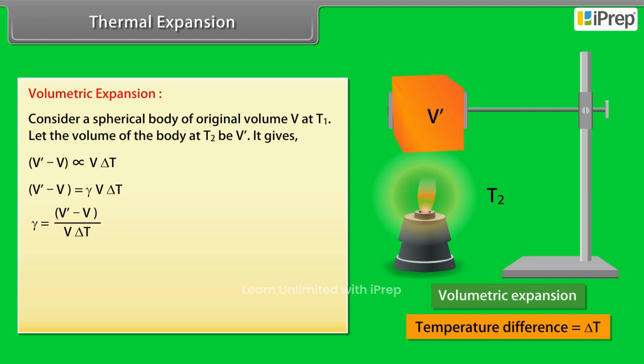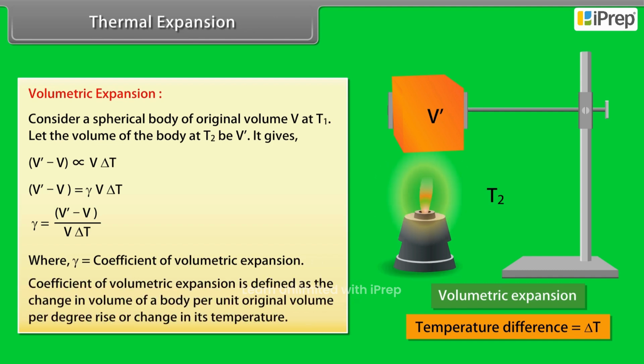The value of gamma is equal to V dash minus V upon V delta T, where gamma is the coefficient of volumetric expansion. The coefficient of volumetric expansion is defined as the change in volume of a body per unit original volume per degree rise or change in its temperature.